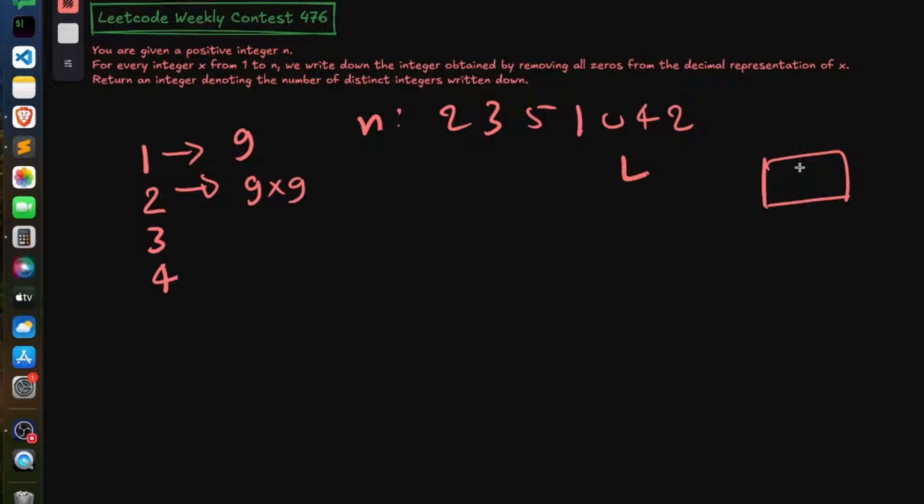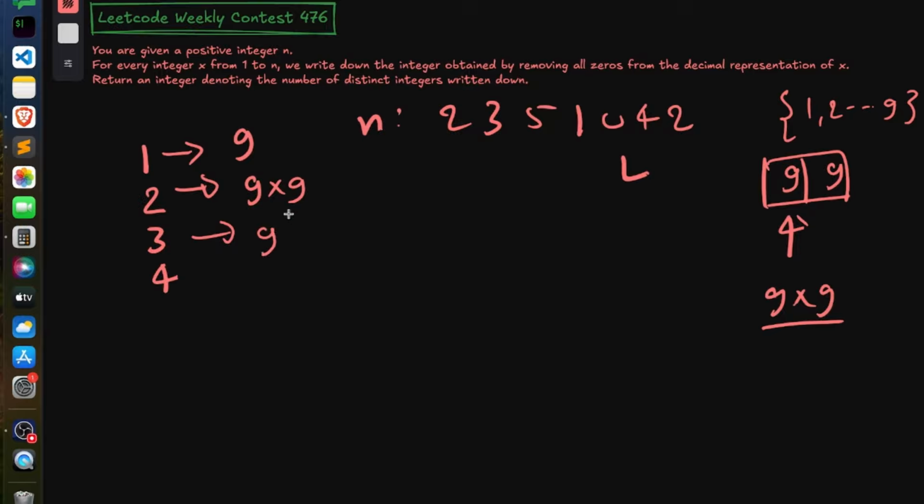For length 2, we know that none of the integers should contain 0 in the decimal representation, right? Because 0 would be removed. So how many options are there to keep this number? 9 possibilities are there, right? From 1 to 9. Similarly, how many possibilities are there? 9. So the total number of ways is 9 into 9, because we cannot put 0 here, right? So the possibilities are only from 1, 2 and up to 9. So there are 9 ways to keep the number at first place, 9 ways to keep the number at second place. So the total is 81.